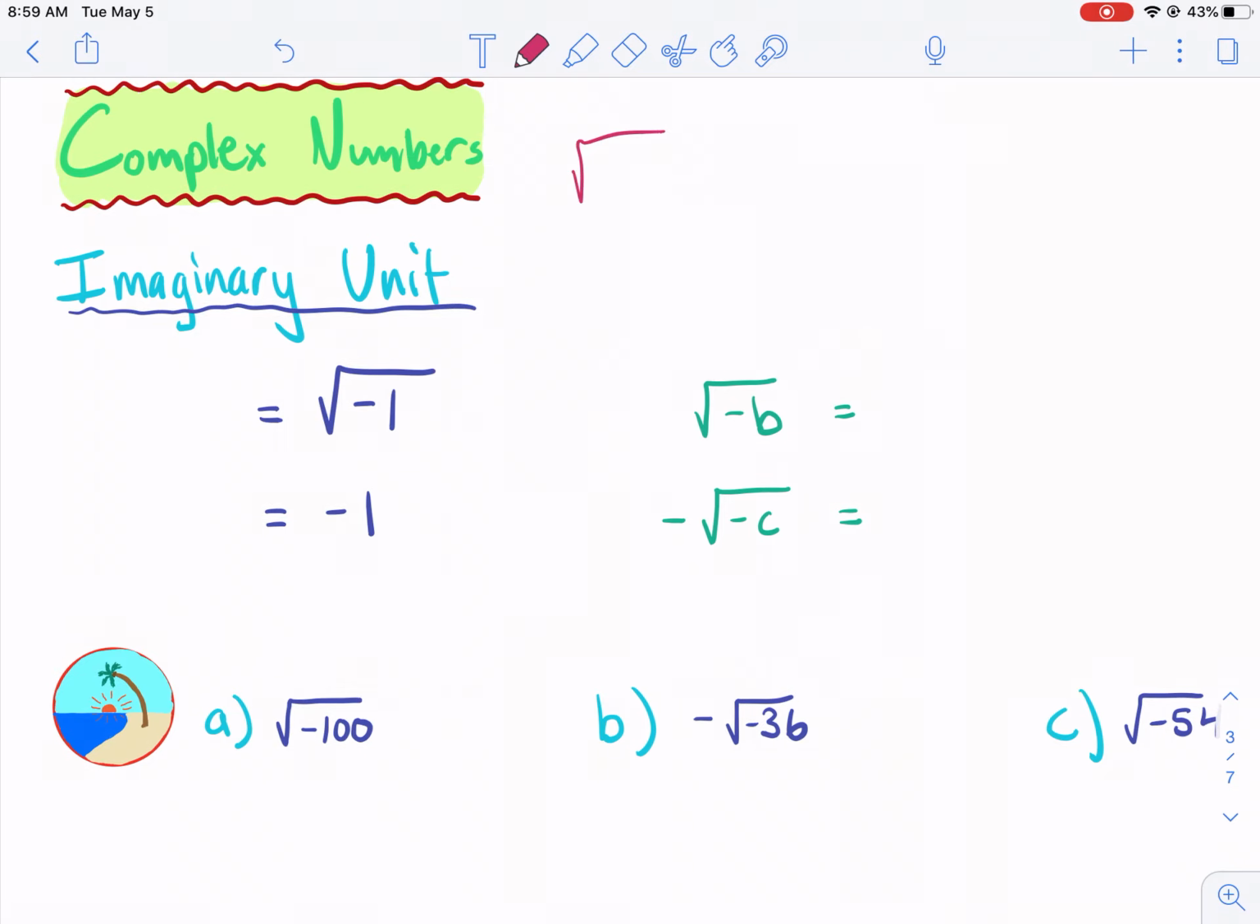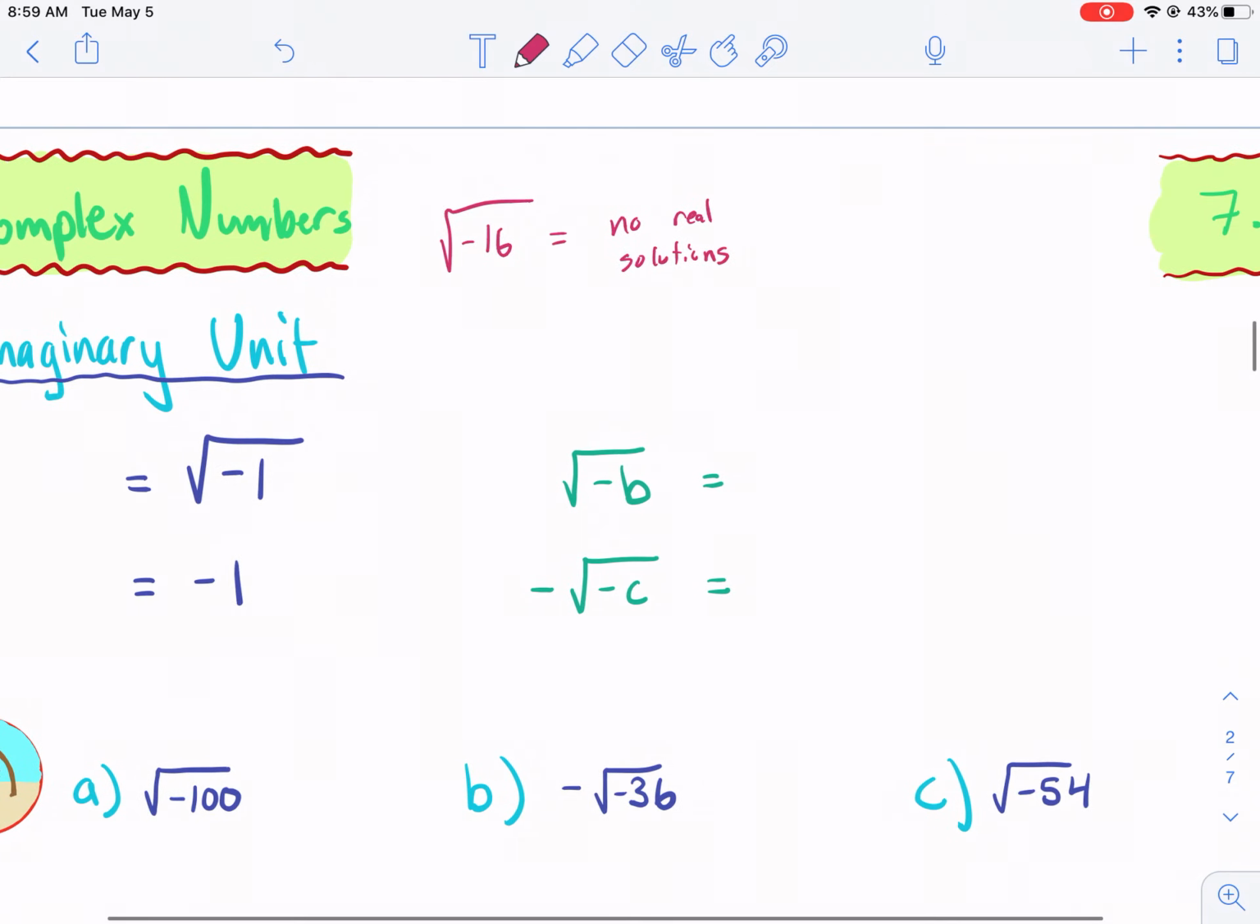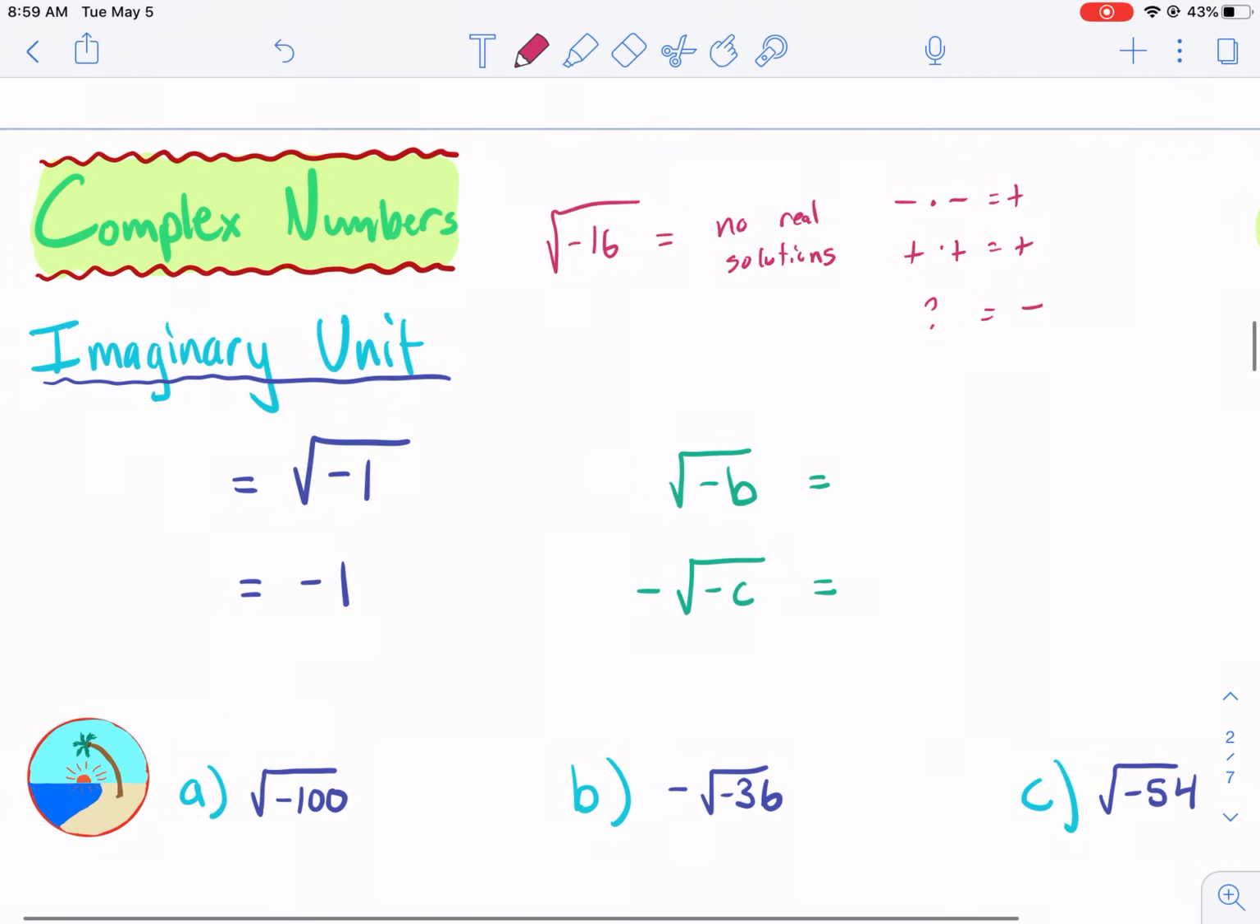If we recall, we left in previous sections a lot of answers like this: no real solutions. And why is that? Well, that's because no number times itself twice can equal negative 16. No real number, that is. Because anytime we have a negative times a negative, it equals a positive. Positive times positive, clearly positive. So what on earth could we multiply together twice to give a negative? Well, that would be the imaginary unit.